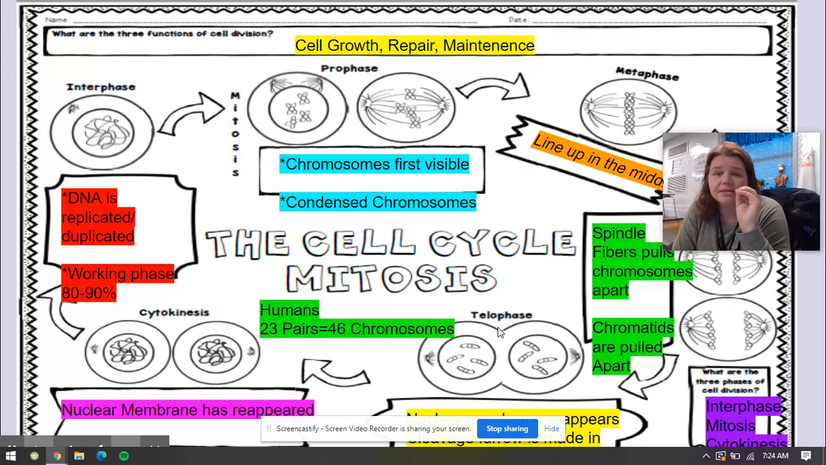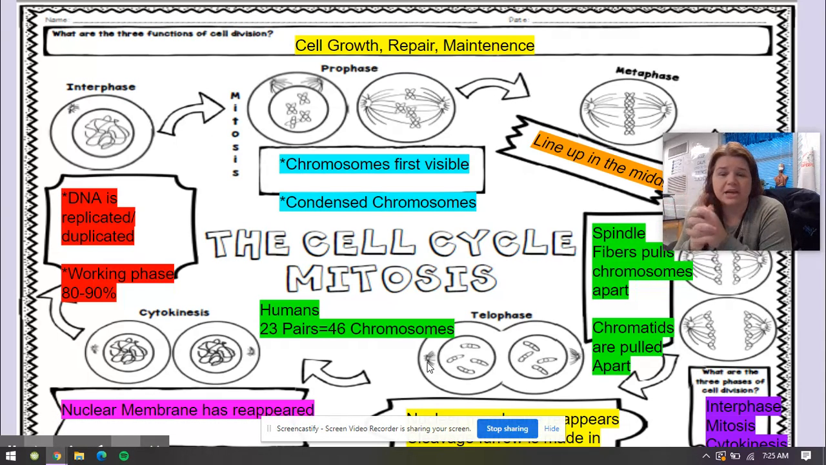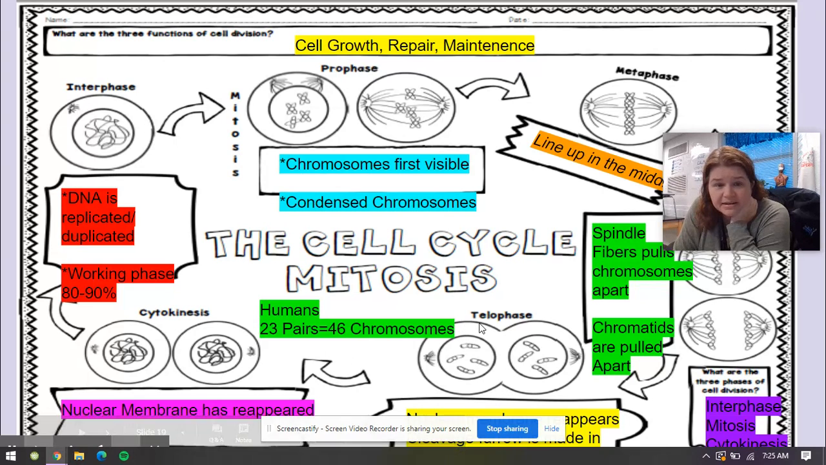In a plant cell, remember the difference between an animal cell and a plant cell is that the cleavage furrow is made in the animal cell, and in a plant cell, that cell plate is made. So there's really no pinching in that plant cell, but that cell plate is made. And in a plant cell, there's no centrioles that are pulling those chromatids apart. They just go to each side. In telophase, the nuclear membrane starts to reappear. It's not until the very end of telophase that it's completely reformed. And then that's the last phase of mitosis.